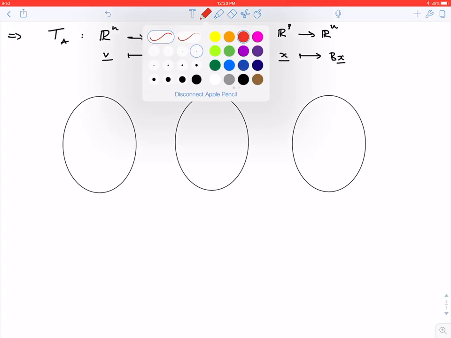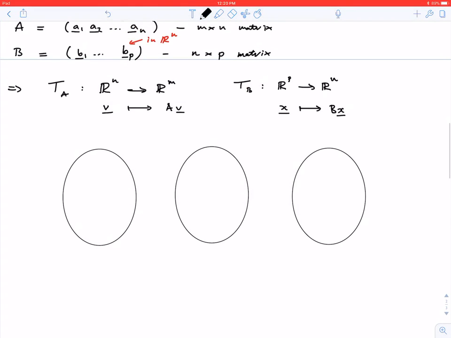So what have I got? So let me label some stuff. I'm going to try to make sense of this composition. First of all, where is everything? Well, I'm going to imagine this guy here is RP.